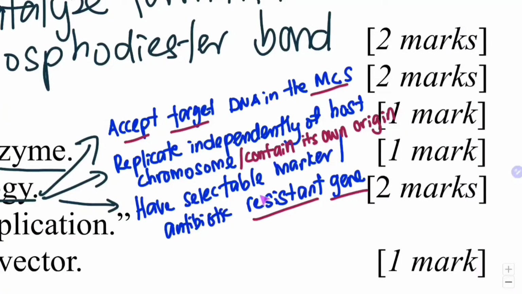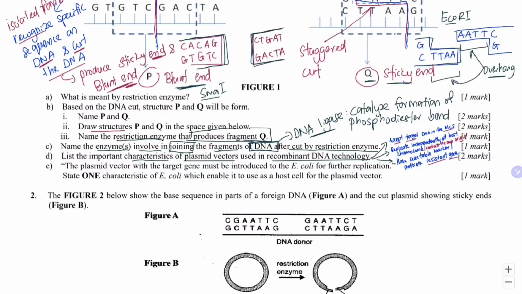So once the host cell have the plasmid, di mana plasmid itu ada antibiotic resistant gene, this is why the host cell can resist being killed by the antibiotic, yang kita panggil sebagai antibiotic resistance. Okay, so tak sama antibiotic resistance dengan antibiotic resistant gene. So untuk characteristic of the recombinant plasmid ataupun DNA cloning vector, kena cakap have selectable marker ataupun have antibiotic resistant gene, baru dapat markah.